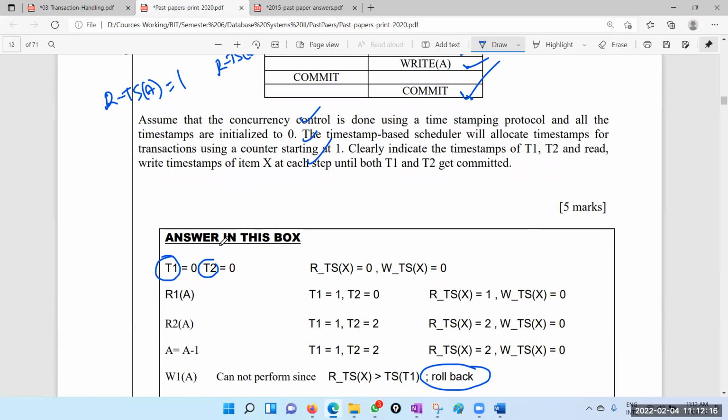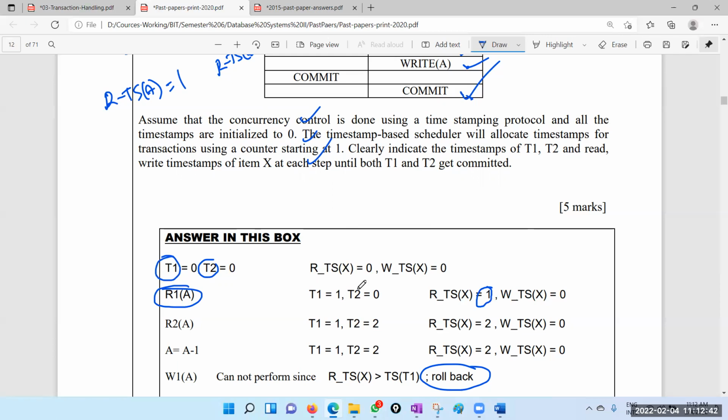Anyway, so now reading resource A. So that can be done. So the read timestamp of X is now 1. Why are they taking it as 1? This is a little bit confusing.